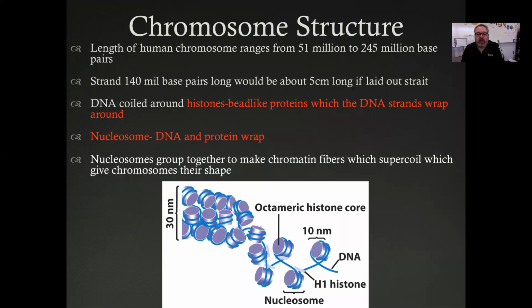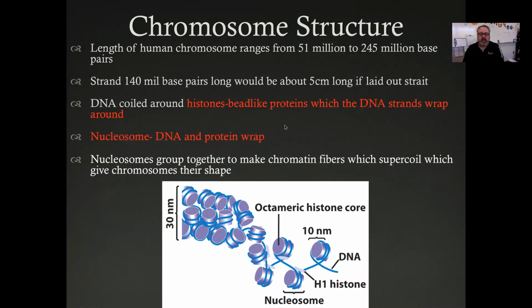So now we have a better understanding of what the actual molecules are like. And together, those make big, long chains that eventually turn into chromosomes. A human chromosome can be anywhere from 51 to 245 million base pairs, okay? If we had a strand that was 140 million base pairs long, it would be about 5 centimeters, okay? So, you know, about that much, if it were laid out in a straight line, okay?